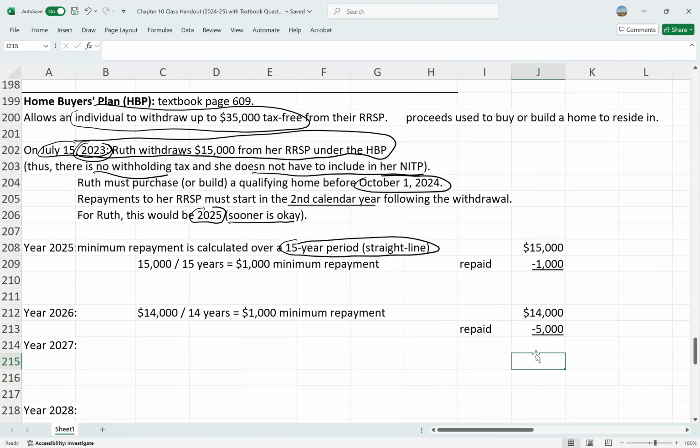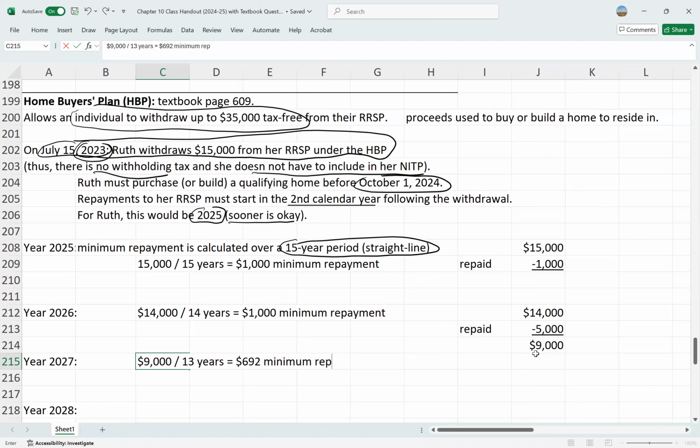So the balance going into 2027 then is 9,000. So then we get to the 2027 year. We take the balance, 9,000, divide it by the remaining years, 13 years. And so the minimum repayment is 692. So if you pay back more than the minimum, then you basically have to recalculate the minimum repayment amount starting in the next year based on the number of years remaining.